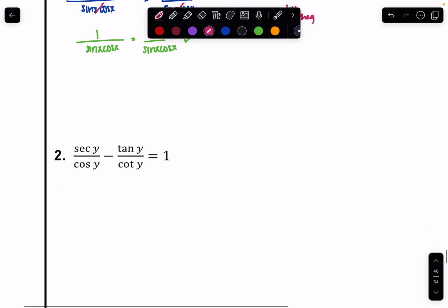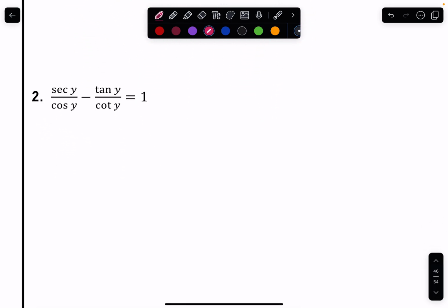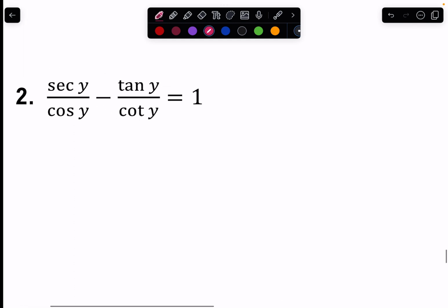So let's go ahead and try the second one now. So we have a different variable. We're using y now. That's okay. Y would still be in radians, though. It's not a Greek letter, so we wouldn't say that's degrees. This would still be in radians.